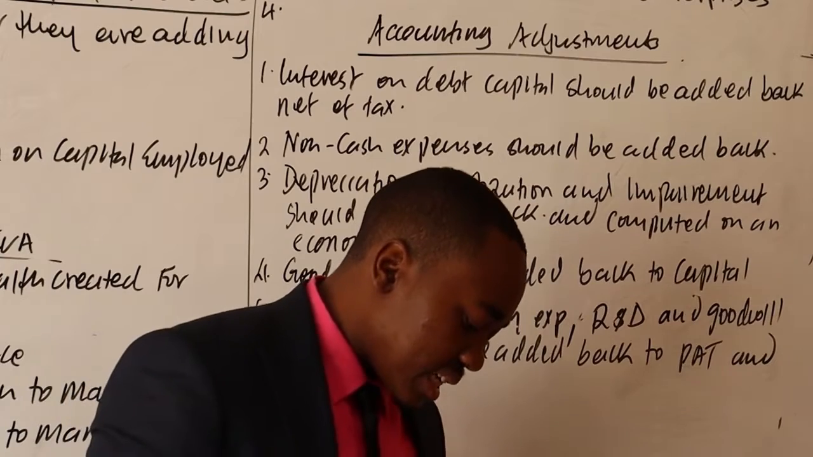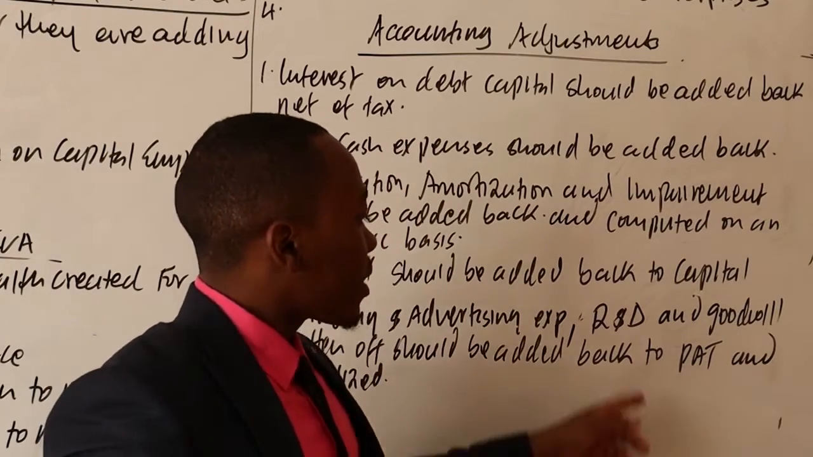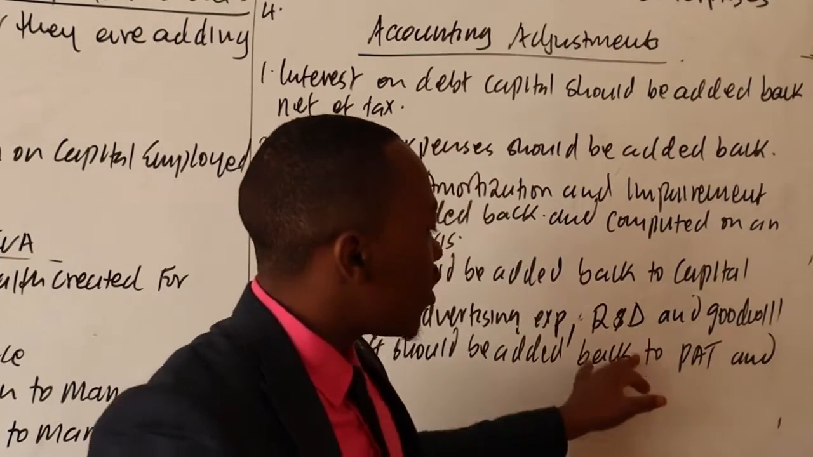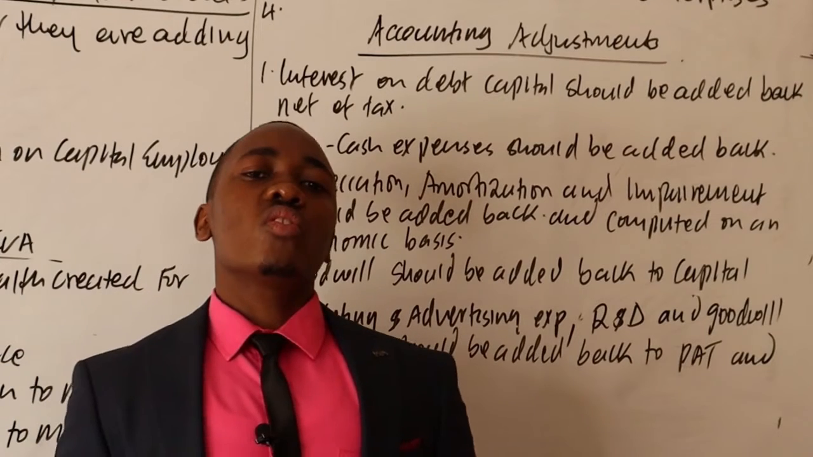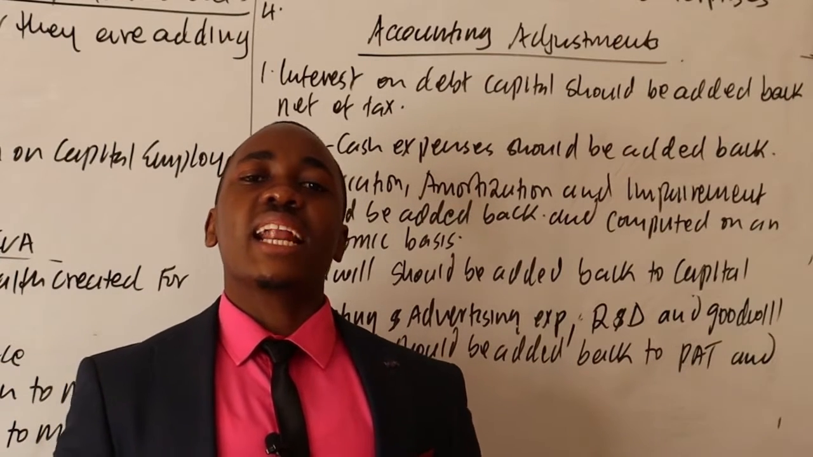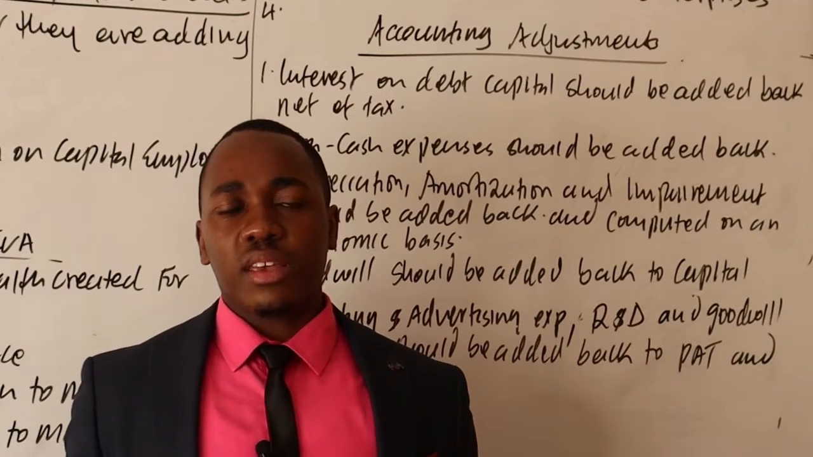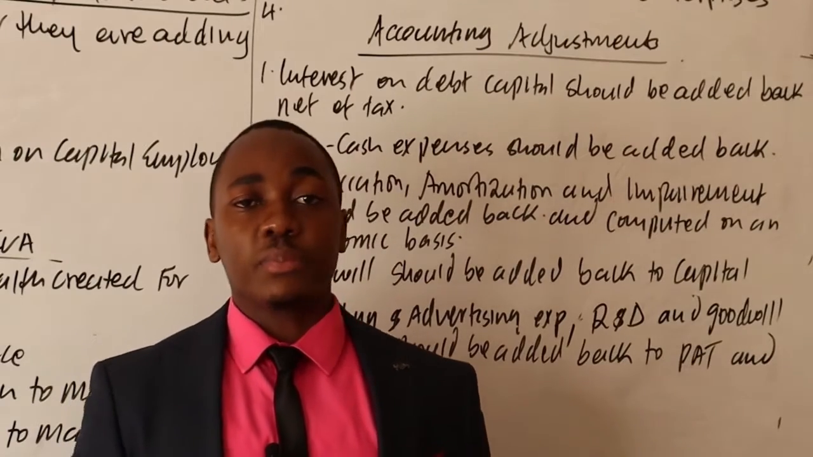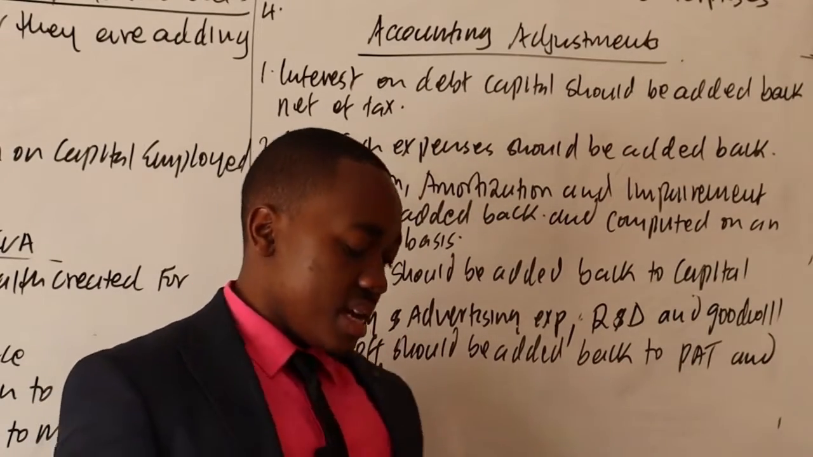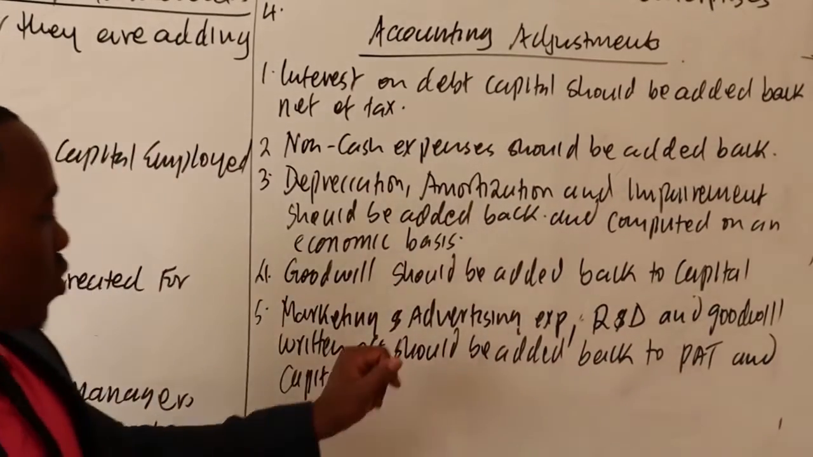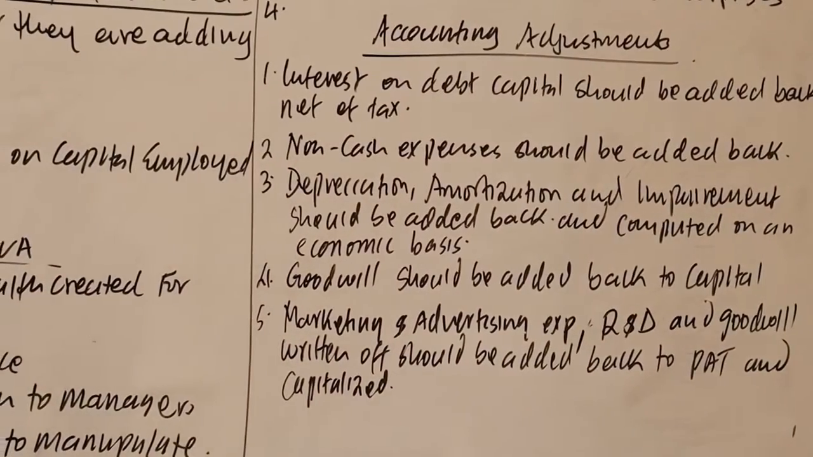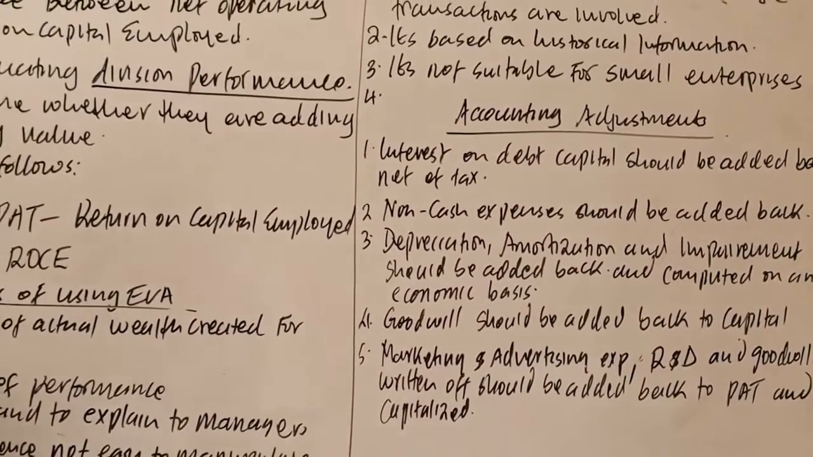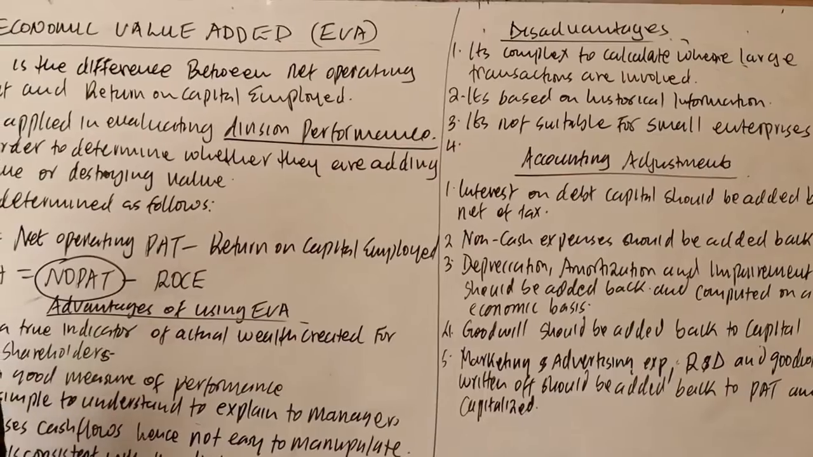Remember some expenses such as marketing and advertising, research and development costs, they are what we call long-term expenses. They are not just recurrent expenses. They are not operating expenses. Therefore, they should be added back to the expenses and then they should be capitalized. So those are some of the accounting adjustments. You can look at that so that we can try a question from the past paper.